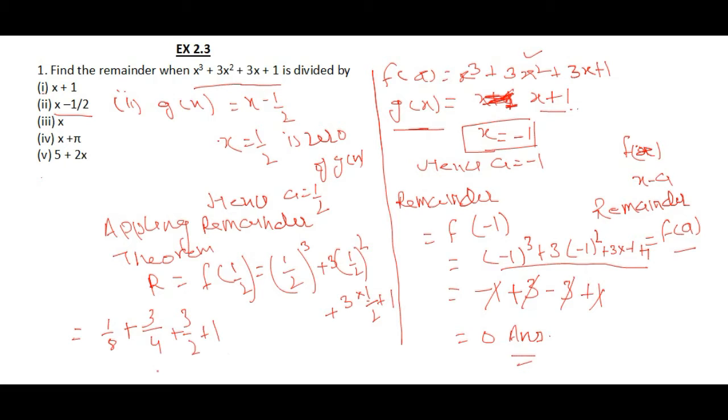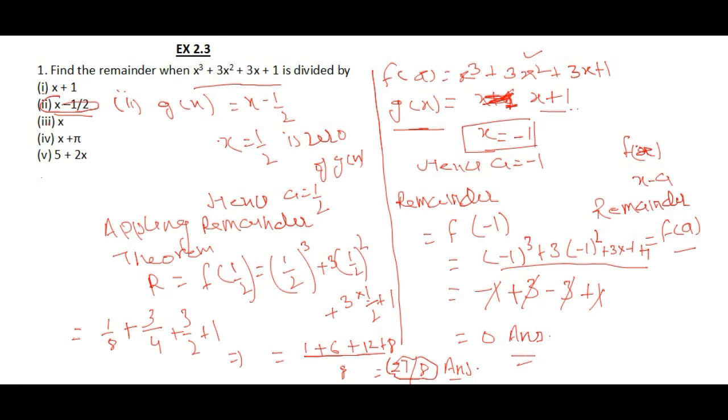Let's take the LCM of this. The LCM is 8. On the numerator we will get 1 plus 6 plus 12 plus 8. That means it is equal to 27 divided by 8. So this is the answer in the second case, when the divisor is x minus 1 by 2.